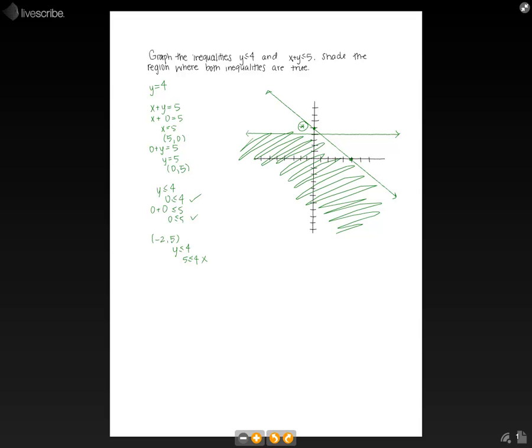We could also pick a region out here, so we could pick 6, 1, and for y is less than 4, we would have 1 is less than 4, which is right. But if we had 6 plus 1 is less than 5, we would have 7 is less than 5, and that's not right. So you can see that we have shaded the correct region.